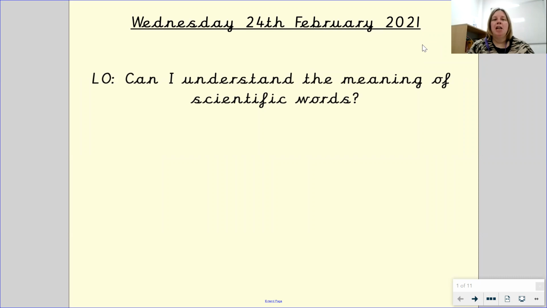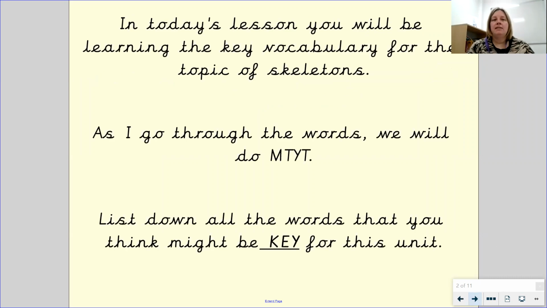Today our learning objective is, can I understand the meaning of scientific words? In today's lesson you will be learning the key vocabulary for the topic of skeletons. As I go through the words, we will use my turn, your turn to help you to learn the words. List down all the words that you think might be key for this unit.